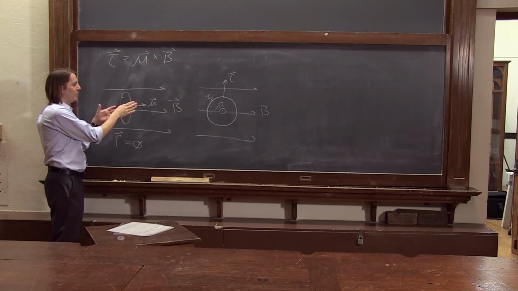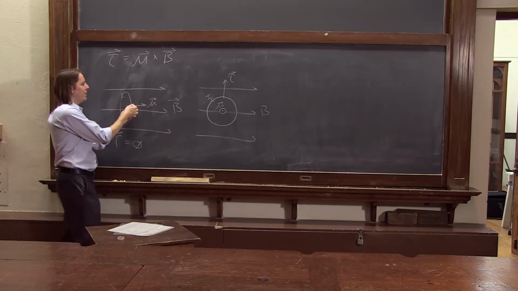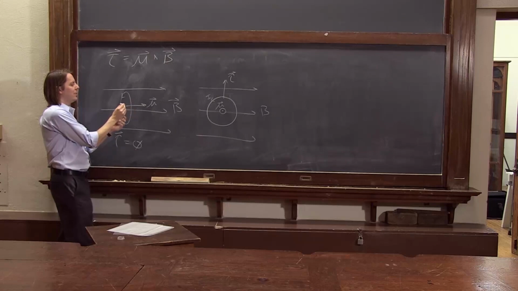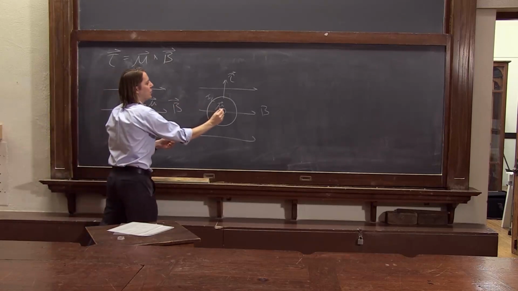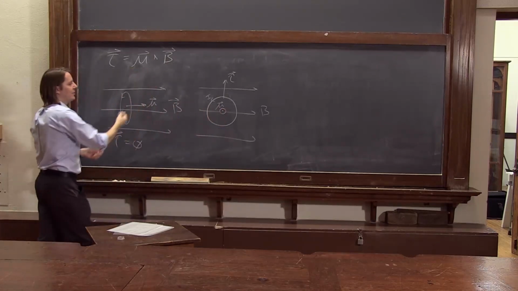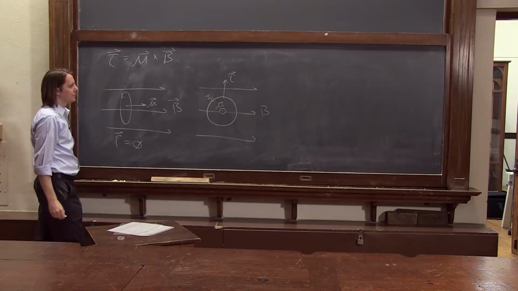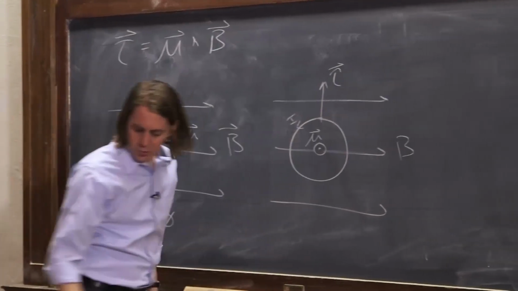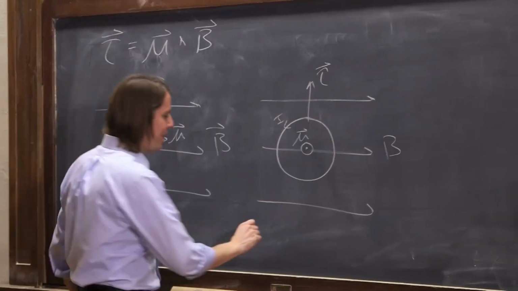So here the torque was 0. It's happy to sit like this. If you turn it to where the mu sticks out like this, the torque tends to push it back to this situation, back to that condition. So here, the torque is actually maximum.